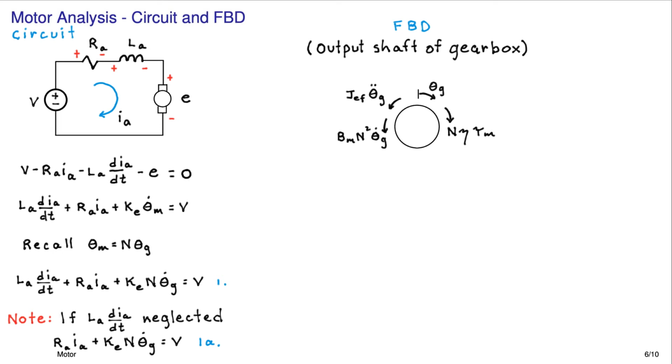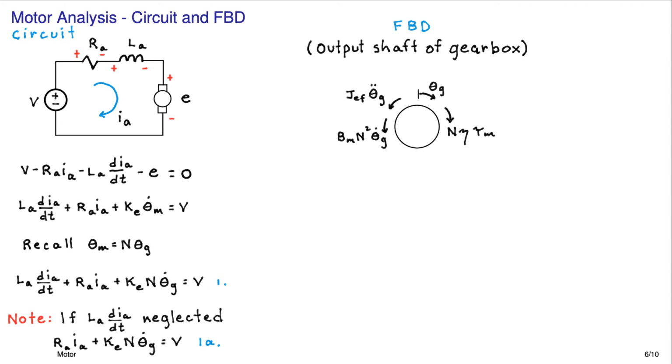And then we also have some possible viscous damping associated with things that are going on inside that armature area and the brushes and bearings and so forth of the motor. And because it's a theta m dot sort of an effect on the armature, it presents itself on the gearbox side as an n squared theta g dot.